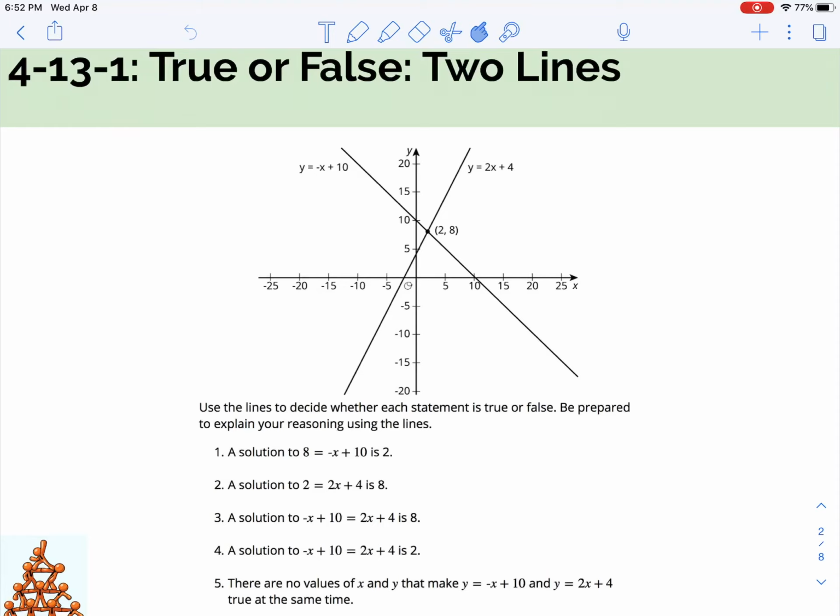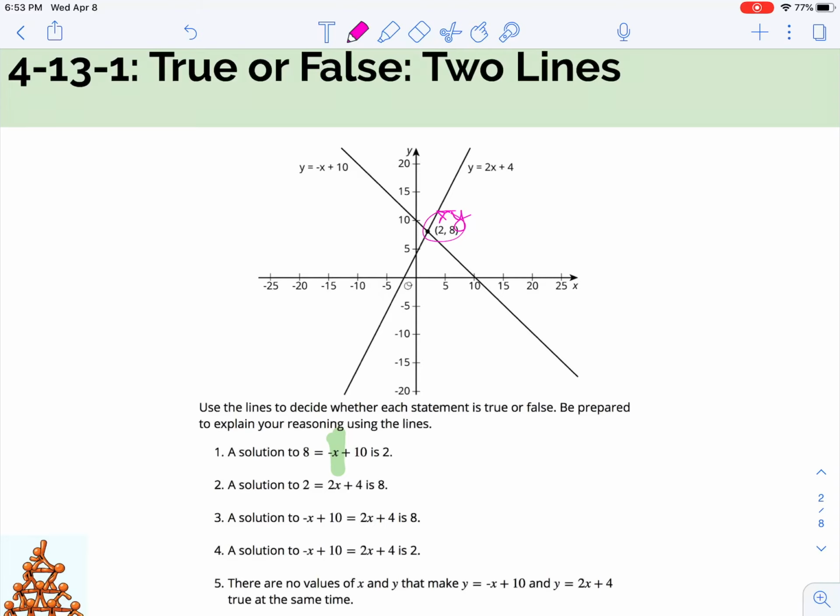So for number one, it says a solution to 8 equals negative x plus 10 is 2. If they're talking about a solution and the only variable we're working with is x, and I'm looking at something like this, 2 comma 8, x and y, the only thing that we can really consider is an x value.